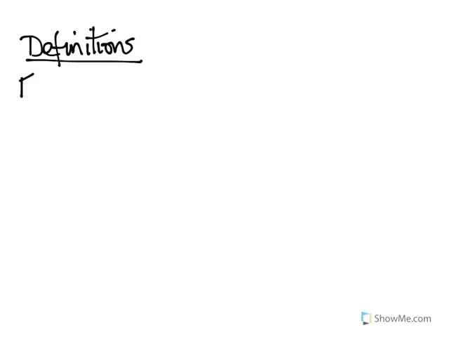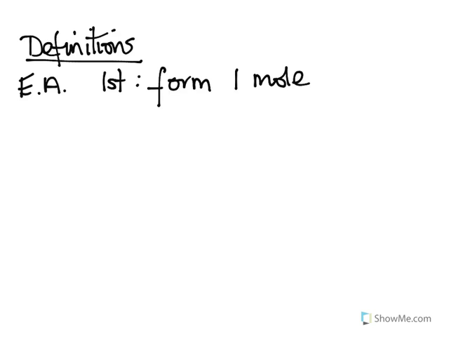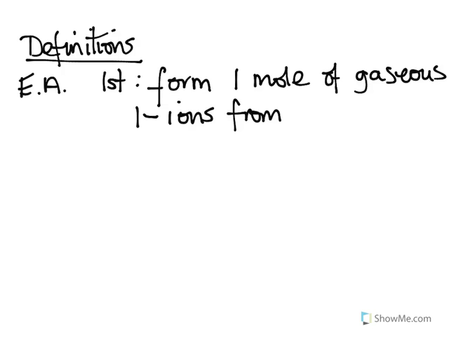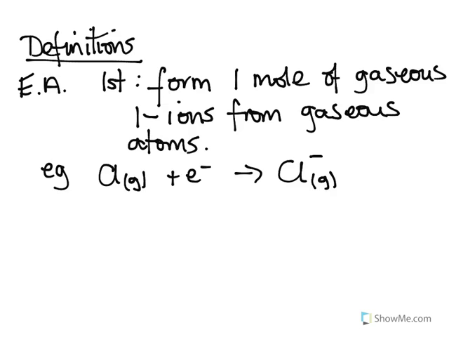In a similar way, we would use electron affinity, which is when we're forming negative ions. So in this case, the first electron affinity, we're forming 1 mole of gaseous 1 minus ions from gaseous atoms. So here we would have formed the gaseous atoms again in the atomization stage.